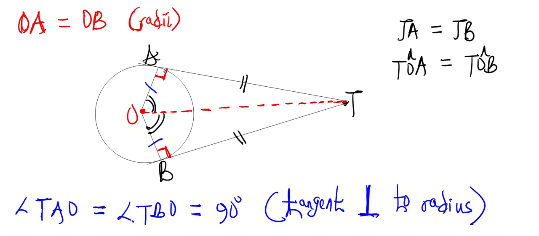So in conclusion, the two triangles are the same. Triangle OAT is fundamentally the same as triangle OBT. So we can draw the conclusion that triangle OAT is equal to triangle OBT. They are congruent triangles since they have same side lengths and same angles. That's congruency.